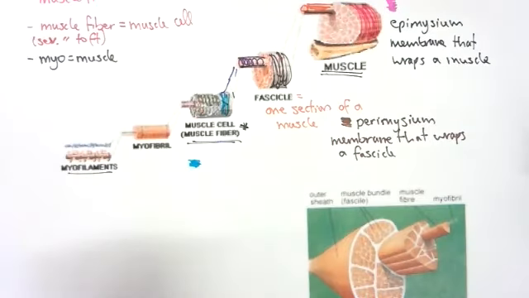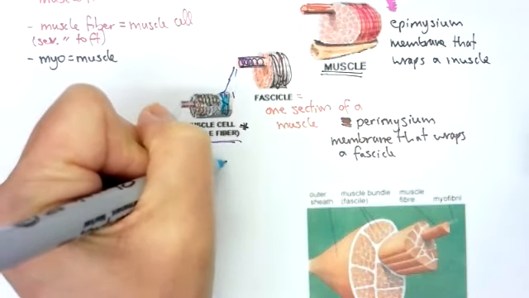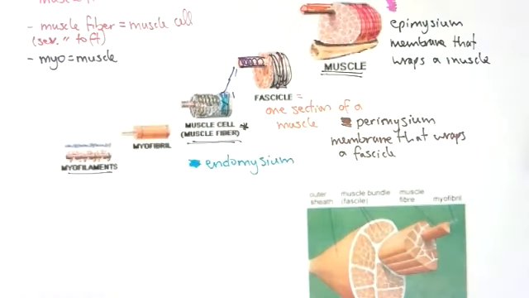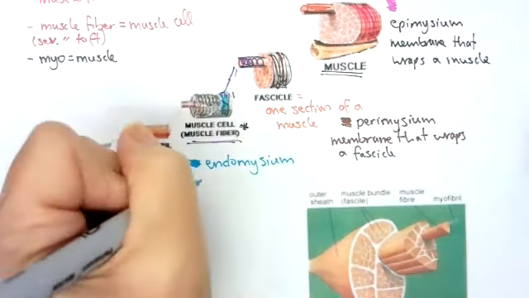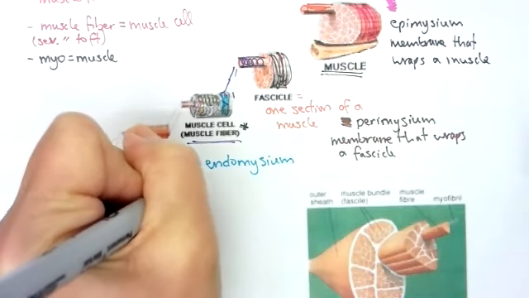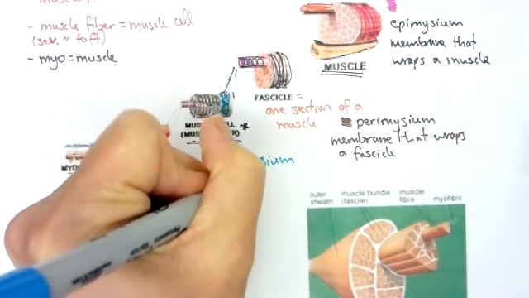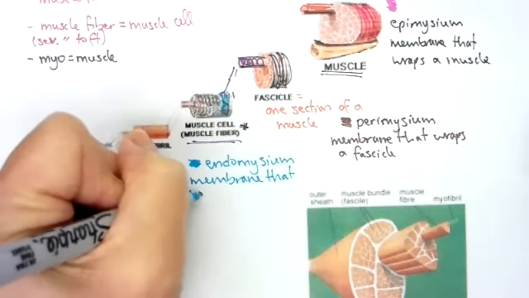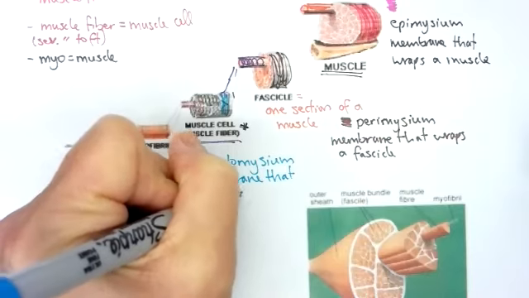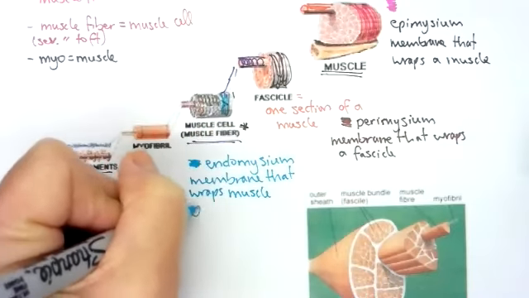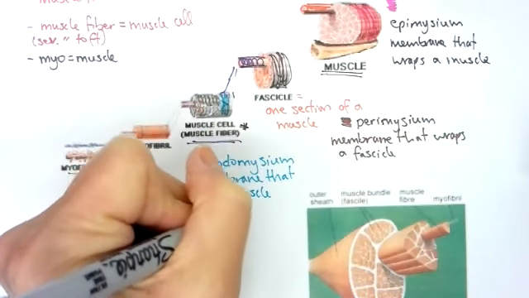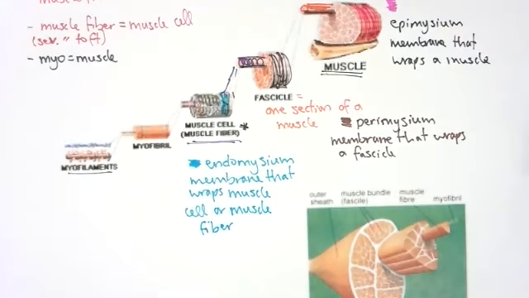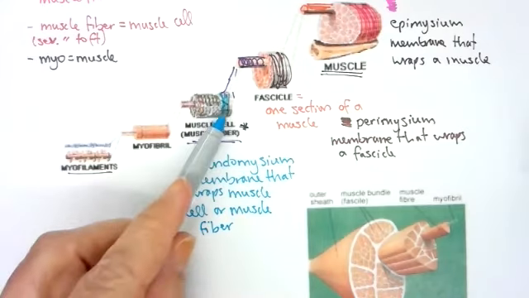And it's called the endomysium. And the endomysium is a membrane that wraps a muscle cell or muscle fiber. Membrane that wraps a muscle cell or a muscle fiber. And they kind of have it cut and pulled away here.